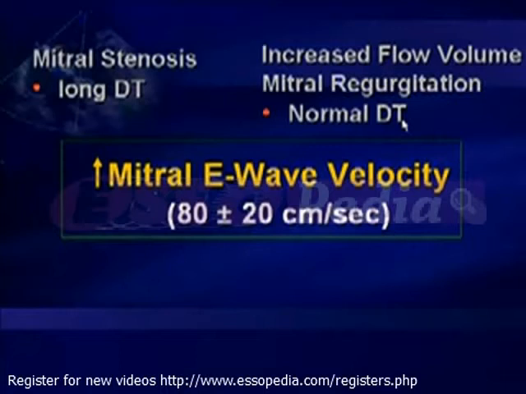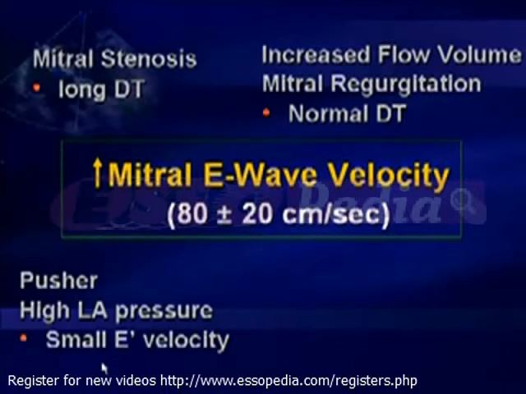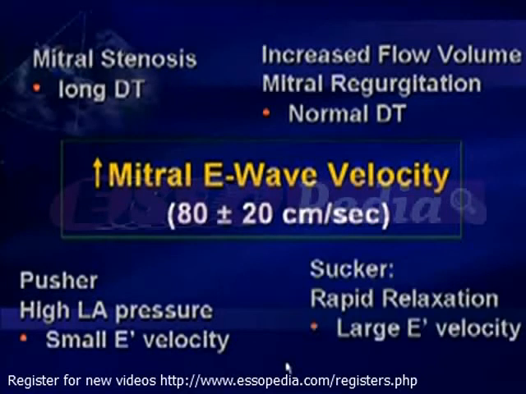Three, this patient may have a very high left atrial pressure, and so blood is being forced into the LV at a higher velocity. But in these individuals, you would expect a small E prime velocity and an increase in the E over E prime ratio. Or lastly, is very normal. The patient just relaxes very quickly, blood is getting sucked into the LV at a high velocity. But in these individuals, you would expect to see a large E prime velocity and a relatively normal E over E prime ratio.